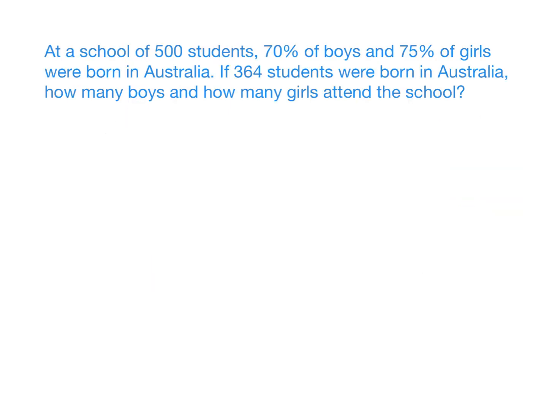So let's look at this worded problem here. In a school of 500 students, 70% of boys and 75% of girls were born in Australia. So 364 students were born in Australia. We'll calculate how many boys, how many girls attend the school.